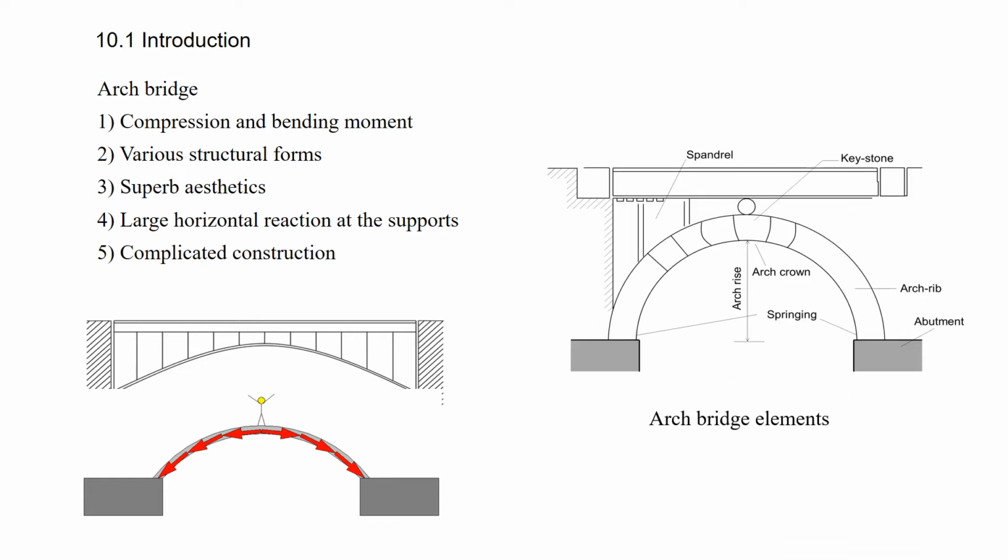Elements of arch bridge are shown here. The arch rib is the main member of the arch bridge and has a shape of semicircle, parabola, ellipse, or catenary. The height between the arch crown, top of the arch rib, to the bottom of the arch is called arch rise. The end of arch rib is fixed to the abutment. This end part is called springing. The space between the arch rise and the girder is called spandrel.